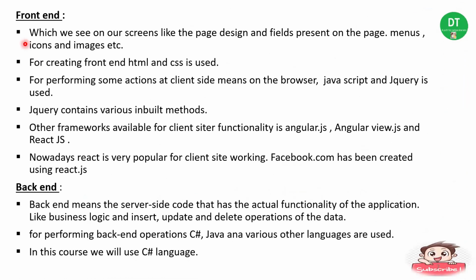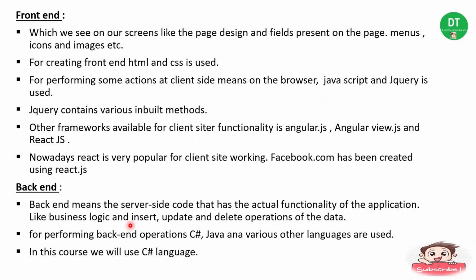Front end. Front end is what we see on our screens like page design and fields present on the page, menus, icons, and images, etc. For creating the front end, HTML and CSS are used. For performing some actions on the client side, meaning on the browser, JavaScript and jQuery are used. jQuery contains various inbuilt methods. Other frameworks available for client side functionalities are AngularJS, Angular, Vue.js, and React.js. Nowadays, React is very popular for client side work. Facebook.com has been created using React.js.